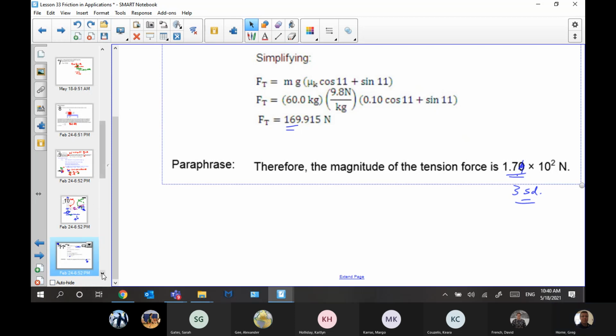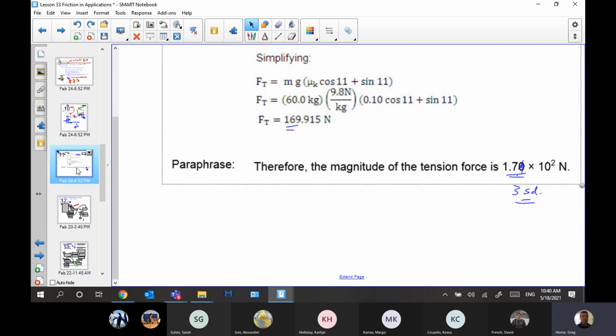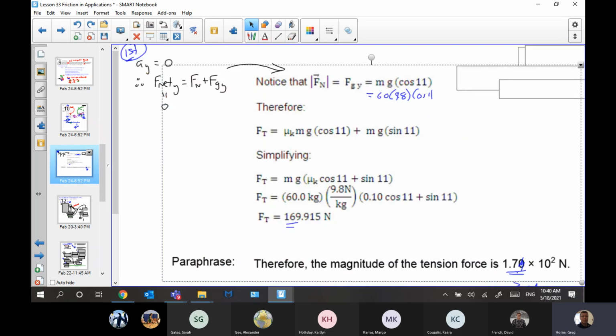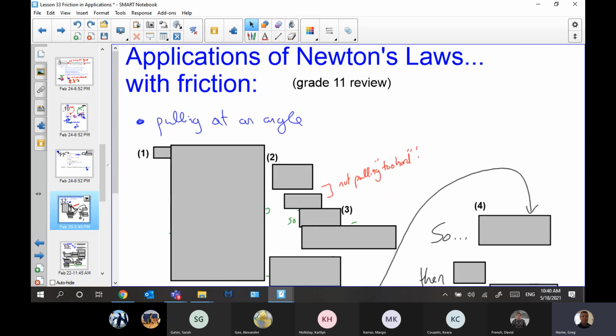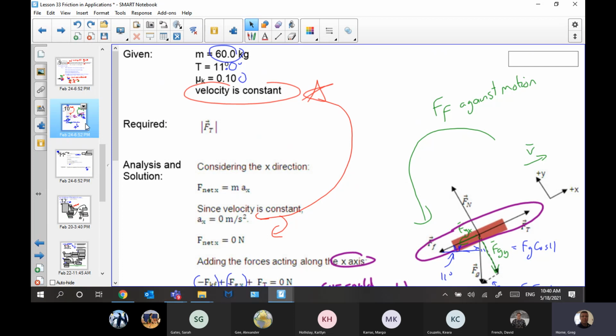Anyways, so I'll keep reminding you of the significant digit stuff just along the way to help you remember it. Any questions about that question?